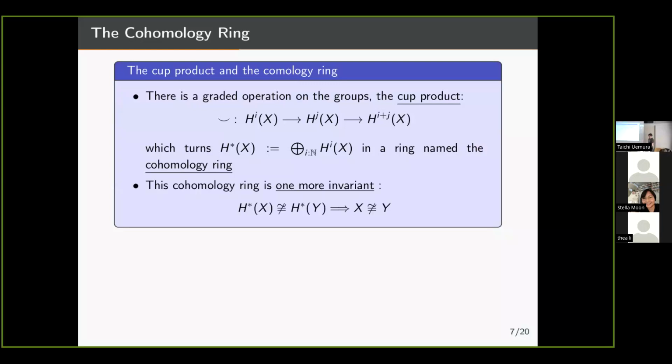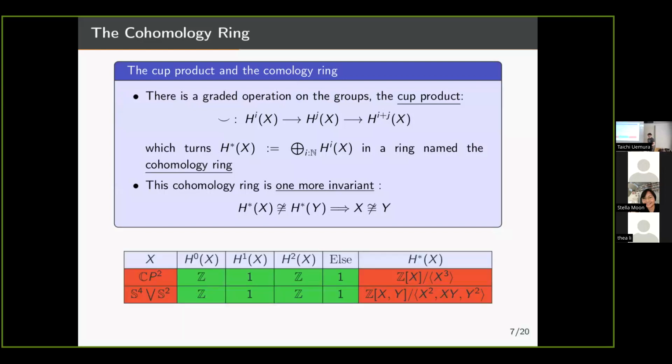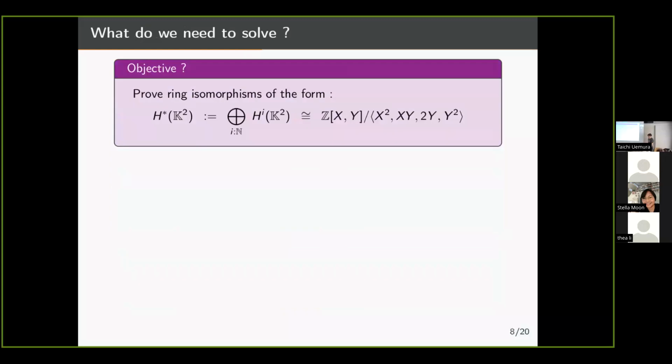And the point is that this ring is one more invariant. If two spaces have different cohomology rings, meaning the cohomology rings are not isomorphic as rings, then the topological spaces are not isomorphic. And for instance, for CP2 and S4 wedge S2, even though they have the same cohomology groups, they have different cohomology rings. So what is our objective here? Basically it is to characterize the cohomology rings of different spaces, for instance, the plane bottle, as the quotient of a multivariate polynomial ring by a finitely generated ideal.